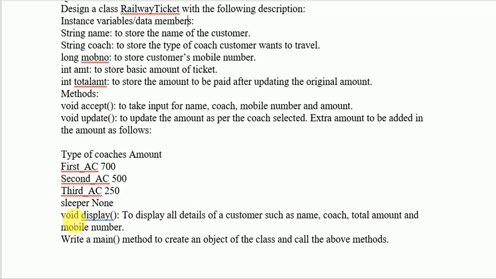Another method that you have to write is display, to display all the details of the customer such as name, coach, total amount and mobile number. Then you have to write a main method to create an object of this class and call the above methods. So that is a very big description of the question. Such questions have very big descriptions, but they are equally simple ones. So always try to attempt such kind of questions in your question paper.